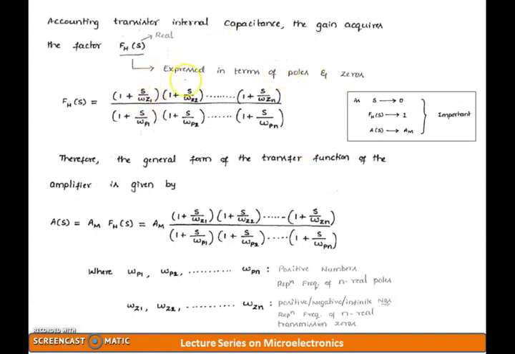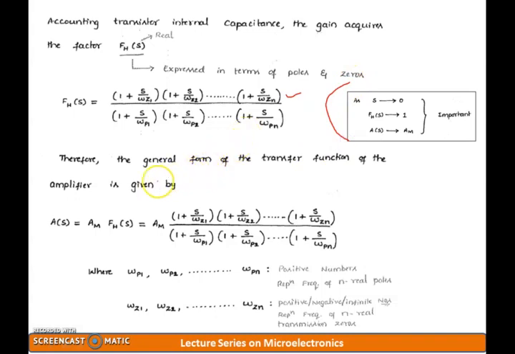Now, when I consider FH of S, the term known as transfer function comes into the picture, where I express my upper cutoff frequency transfer function in terms of its poles and zeros. This is the expression I usually represent for FH of S, and as S tends to 0, FH of S tends to 1. So as simple as that. I need to consider these particular cases.